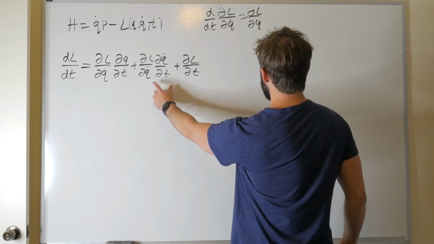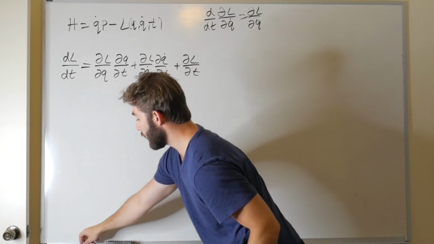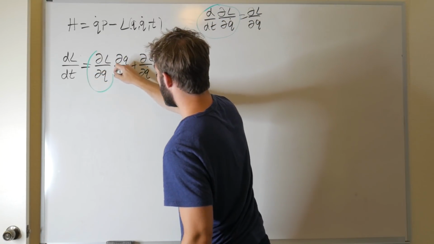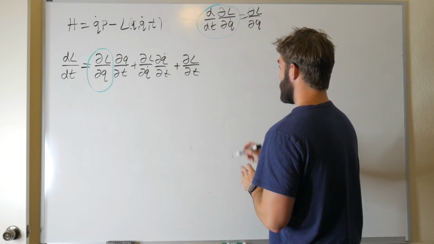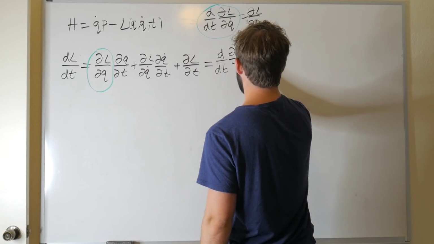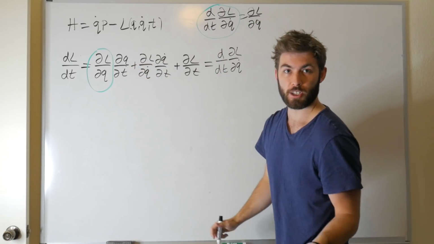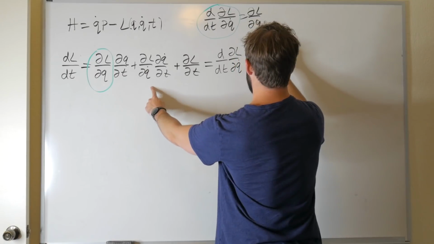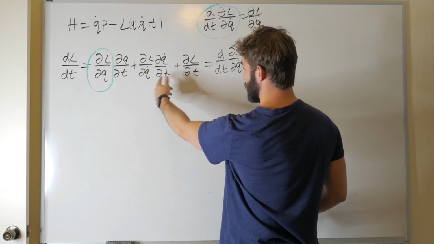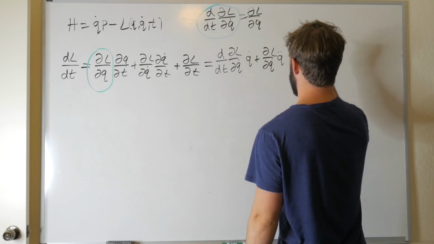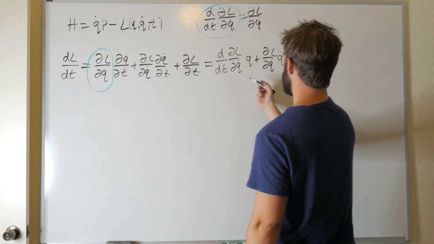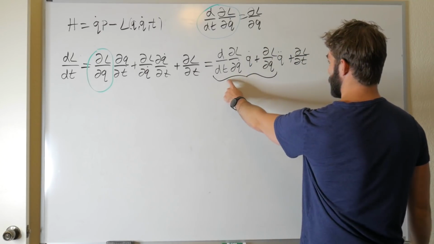Cool. And when we look over here, dL/dq pops up. So what I want to do now is substitute the Euler-Lagrange equation in for this term right now. When we do that, this is equal to d/dt of dL/dq dot, times dq/dt, which is just q dot, plus dL/dq dot times dq dot/dt, which is just q double dot, right? It's the second time derivative of the generalized coordinate, plus ∂L/∂t. Cool, that looks disgusting. One thing to notice though is we have a time derivative of this part here.